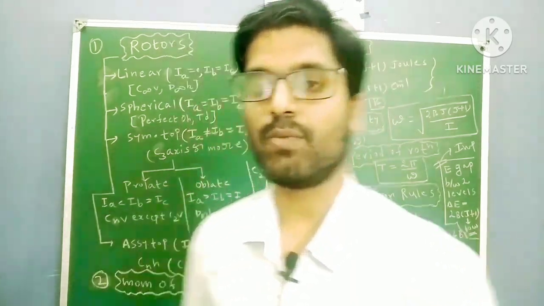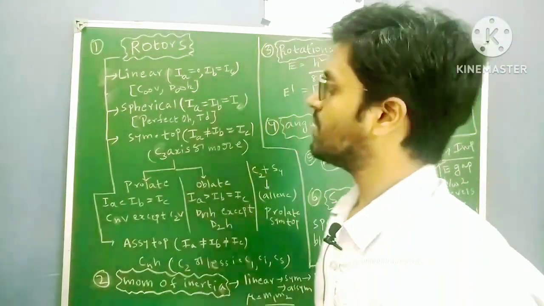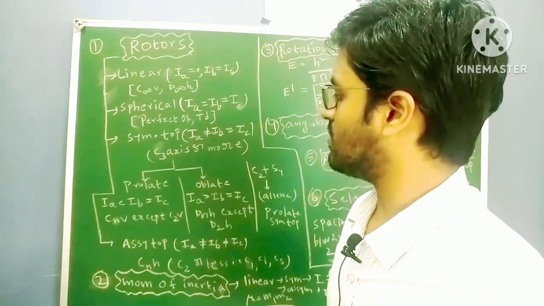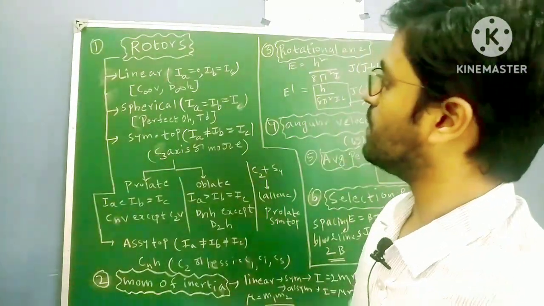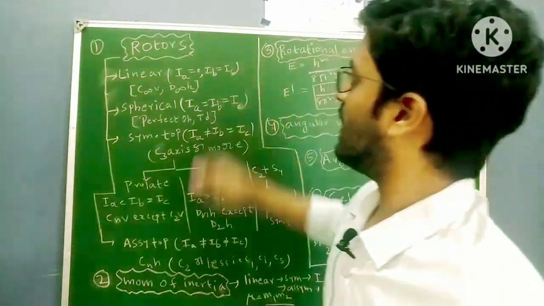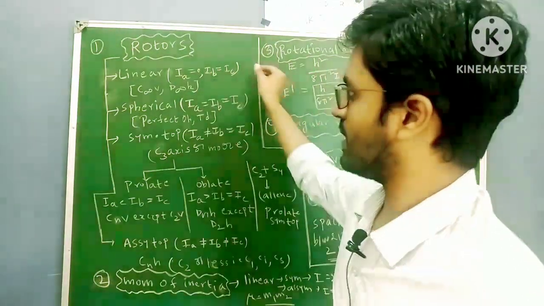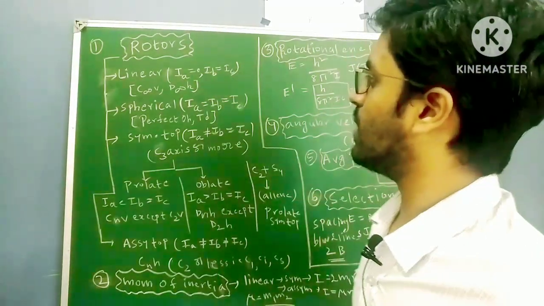Let us see what the important points are. First of all, rotors. There are four types of rotors: the first is linear rotor, the second is spherical, the third is symmetrical top rotor, and the fourth is asymmetrical top rotor. First, the linear rotor: the moment of inertia Ia equals 0 and Ib equals Ic. This is the condition, and you have to remember these things: Ia = 0, Ib = Ic.